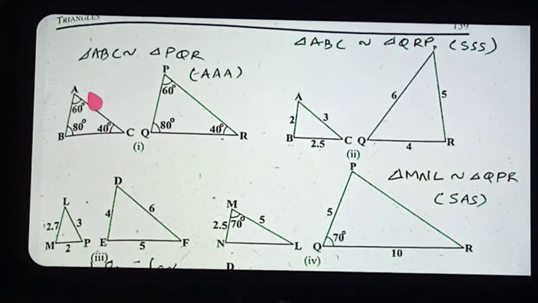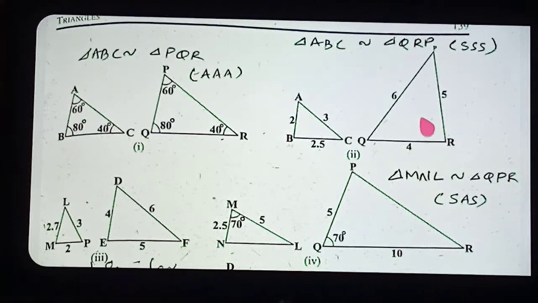And which correspondence is similar, that also I have written here. Which one? A, B, C. Saying then, corresponding to A's position, what will come? P. And corresponding to B's position, what will come? Q. Corresponding to C's position, which vertex will come? R. So very clearly understood now. Triangle ABC is similar to triangle PQR by AA criteria. Clear? This is the question. So we want to find out by which criteria and which correspondence is similar, and is it similar or not. Okay, did you get the first one now?